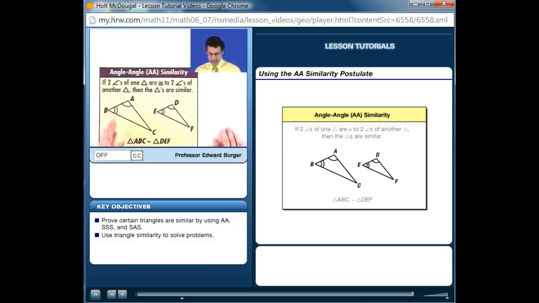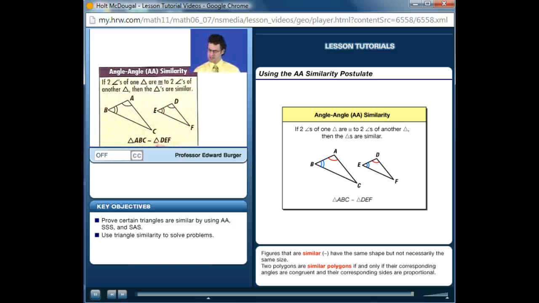So if two angles of one triangle are congruent to two angles of another triangle, then in fact the two triangles are going to be similar. Now, why does this theorem make some sense? Well, because think about it. If we know that this angle and this angle are congruent, then we know their measures are equal. If these two angles are congruent, their measures are equal. That's good to know. And we know that the total sum of the measures of the angles of a triangle is going to be 180 degrees.